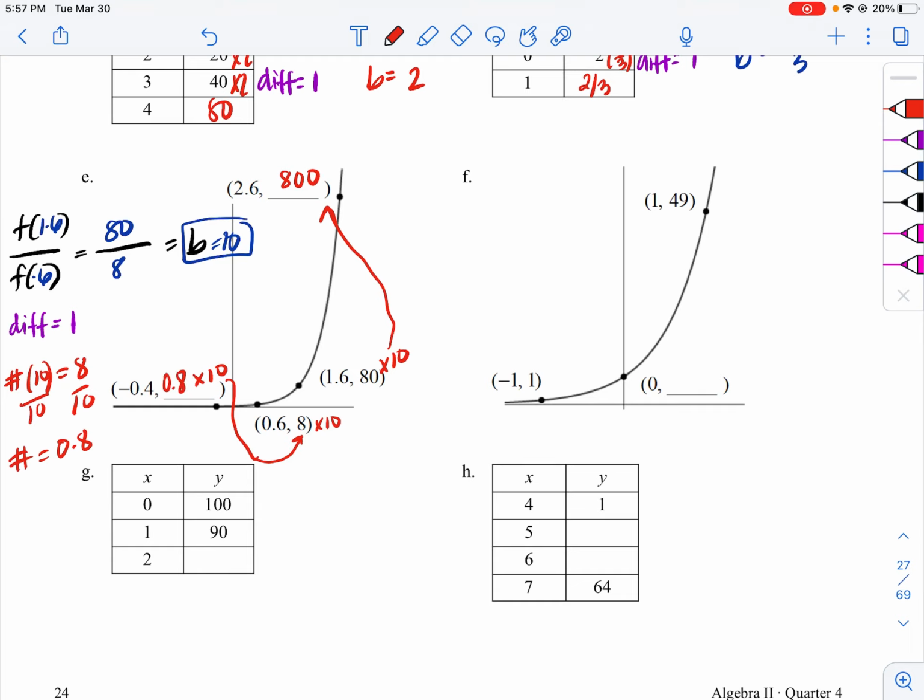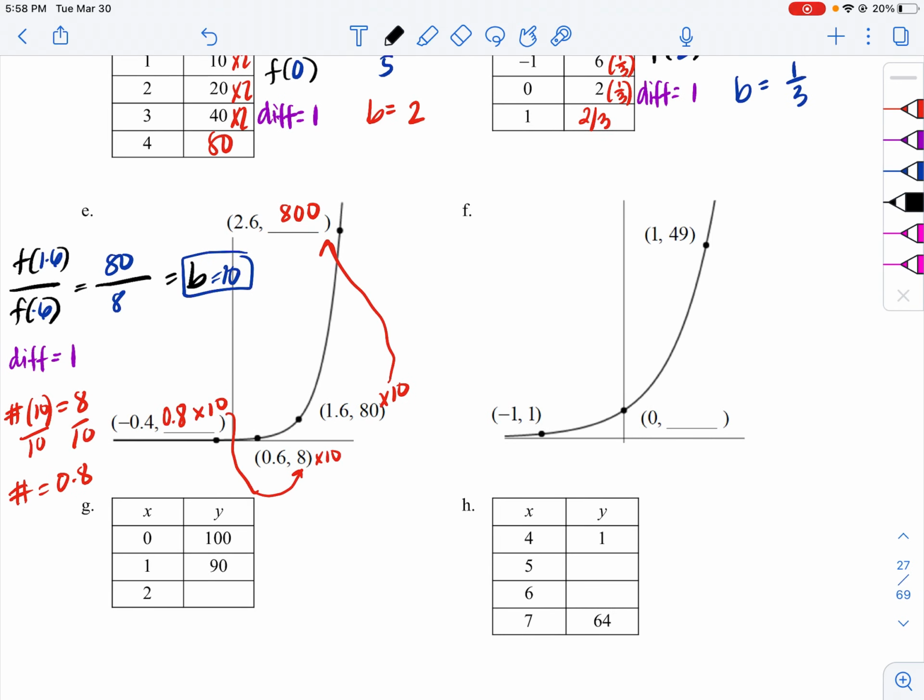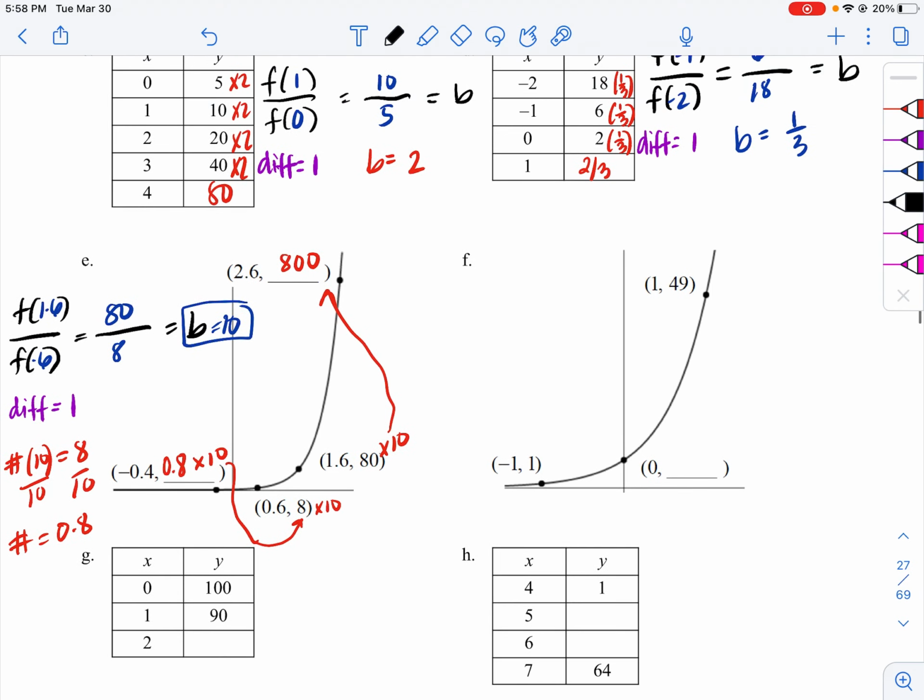Or you can put 4 divided by 5. 8 divided by 10 is 4/5, yeah? So you can either say 4 over 5 or you can put 0.8. So let's review. 0.8 times 10 is 8. 8 times 10 is 80. 80 times 10 is 800. There you have it.